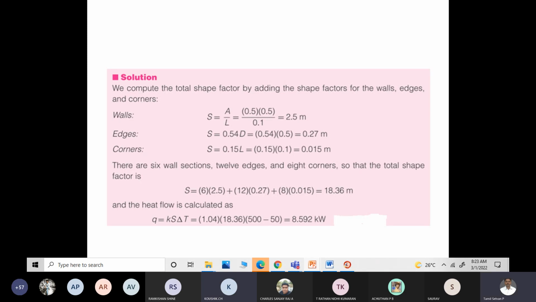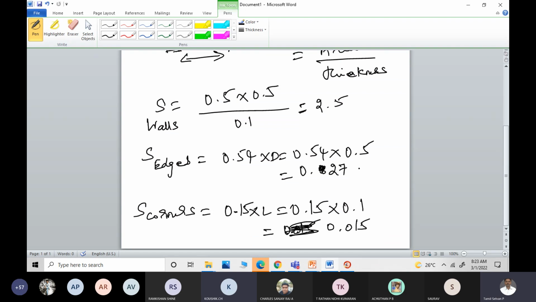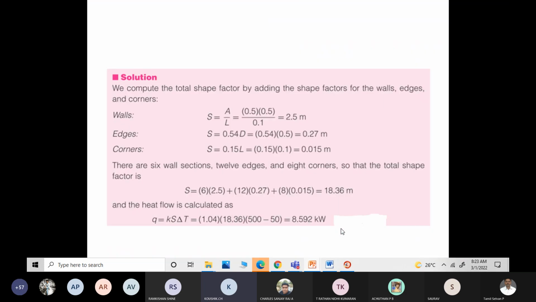Our answers are right? 2.5 meters, 0.27 meters, and 0.1, not 1.5. Yeah, I missed the meters, I'm sorry. Meters, meters, and meters. All of you have taken down this? Shall I move on? Yes, sir. Students, all of you have taken? Yes, sir.